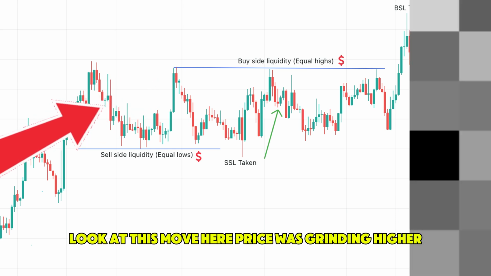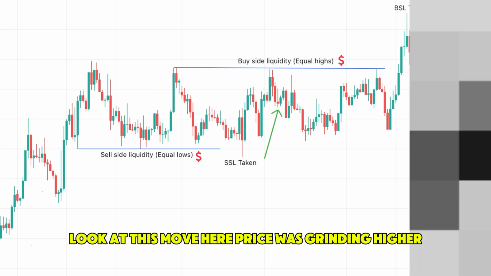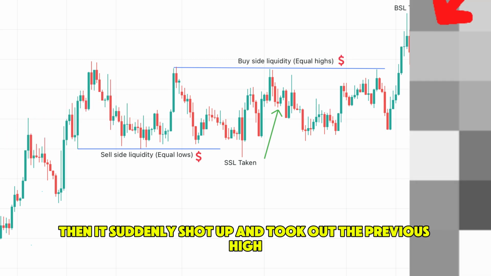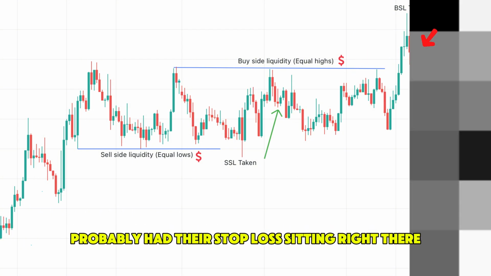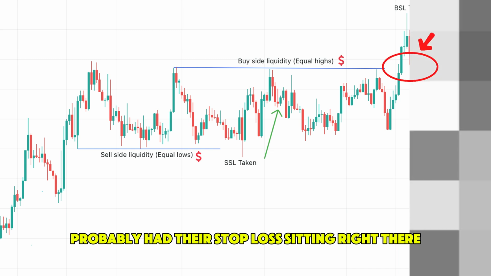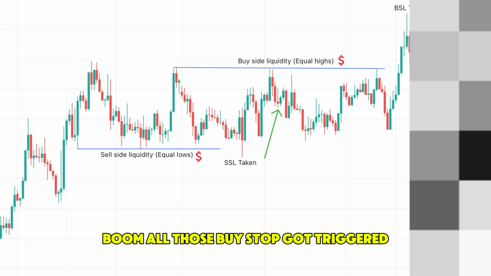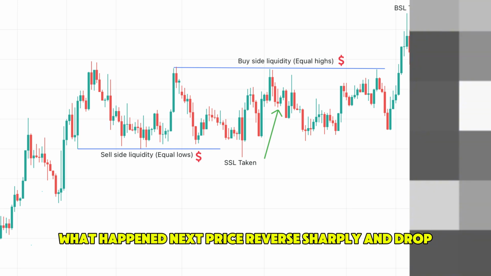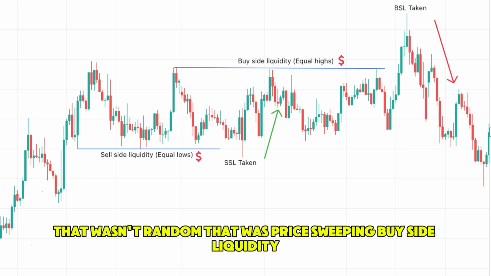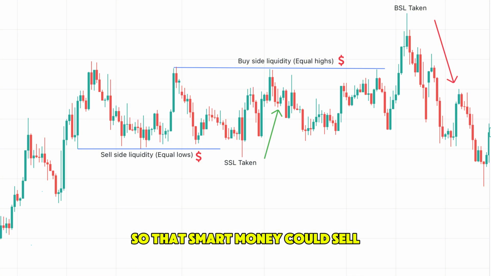Look at this move here. Price was grinding higher, then it suddenly shot up and took out the previous high. A lot of traders who were short probably had their stop loss sitting right there. Boom! All those buy stops got triggered. What happened next? Price reversed sharply and dropped. That wasn't random. That was price sweeping buy-side liquidity, so that smart money could sell.